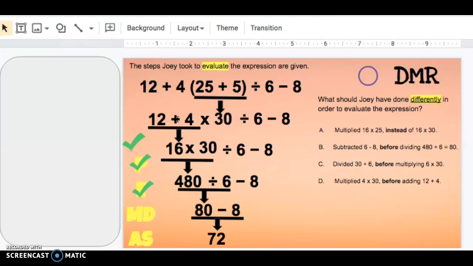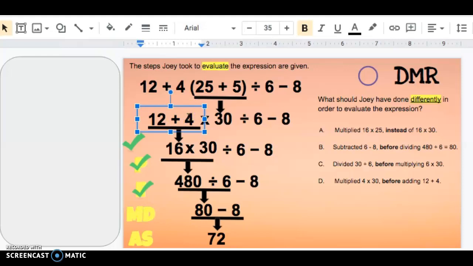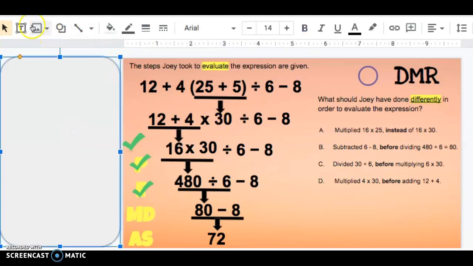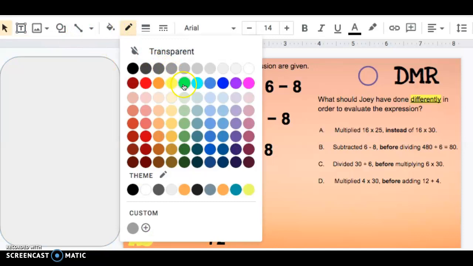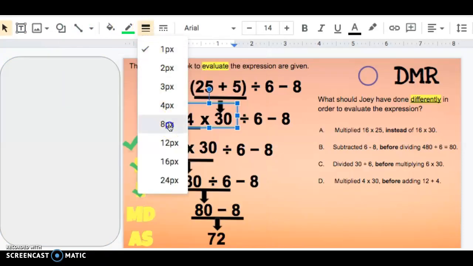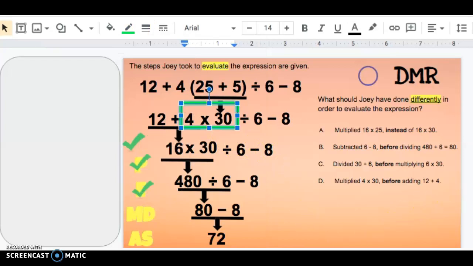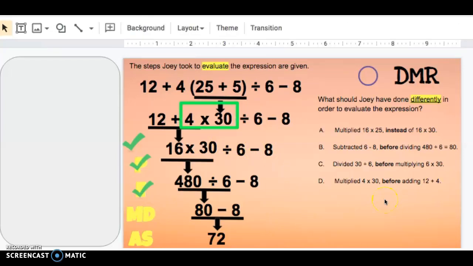Well, looking here, Joey added 12 plus 4, but I know according to PEMDAS, I should be multiplying first. So I should be doing 4 times 30 right here. Joey, in this case, should be doing this step, so I'm going to put that in green. We should be doing 4 times 30 first. So we can now answer this question. We don't even have to continue going because we should not have done 12 plus 4.